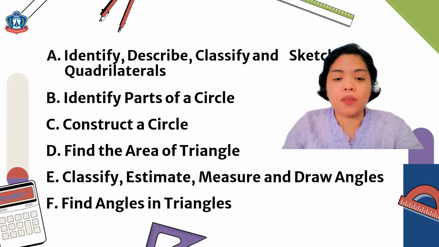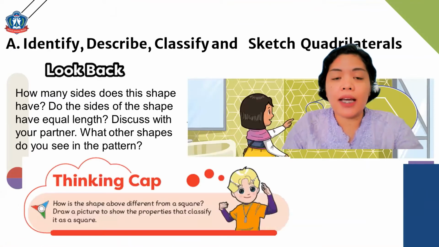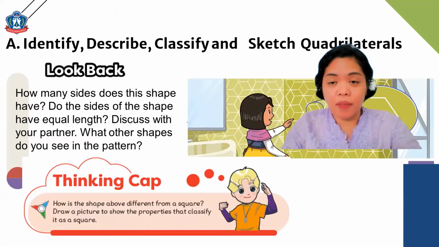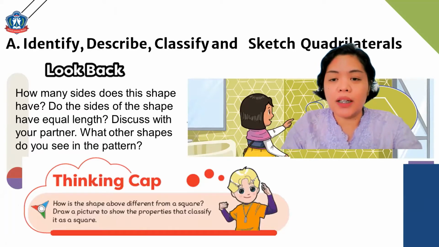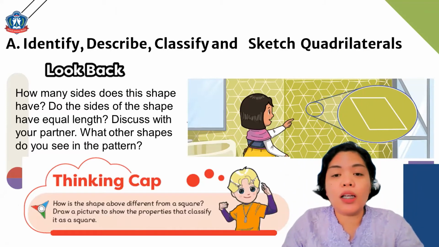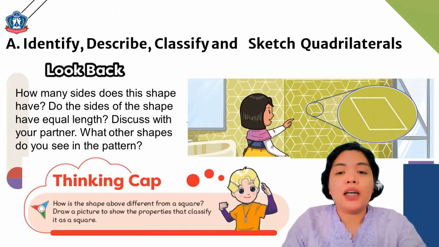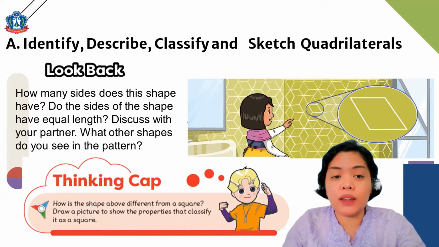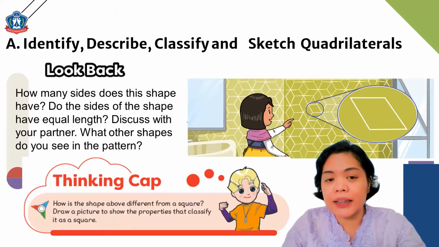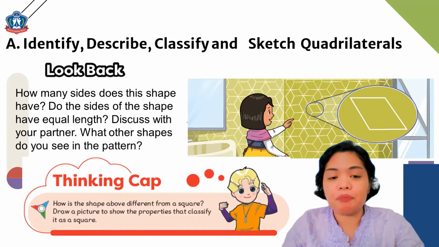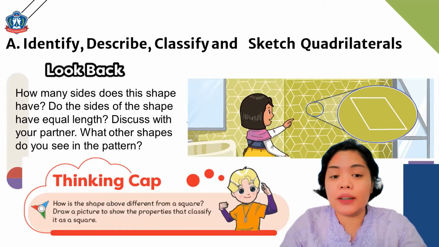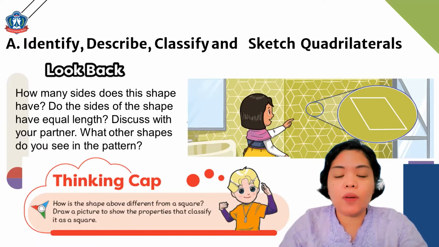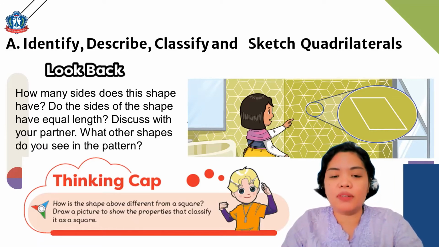So let's start first with Lesson A, Identify, Describe, Classify, and Sketch Quadrilaterals. Are you familiar with quadrilaterals? Look at the picture here. Look at the wall of this house. Look at the shape. How many sides does this shape have? Do the sides of the shape have equal length? What kind of shape is this? It has 4 sides, right? During our class, we will discuss more about this one and we'll try to identify the name of this shape.